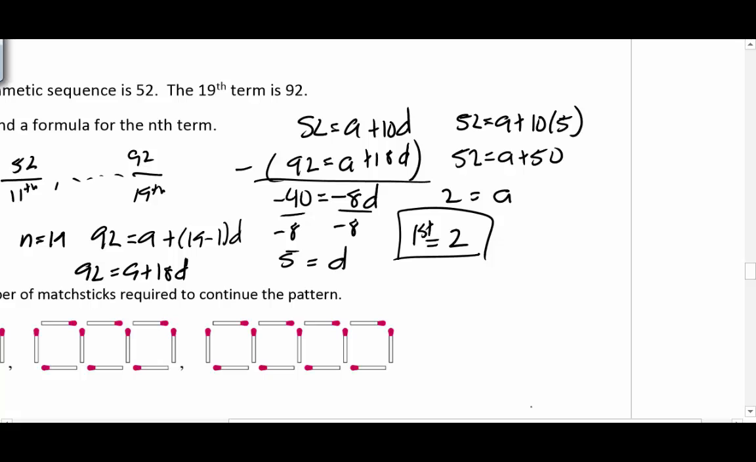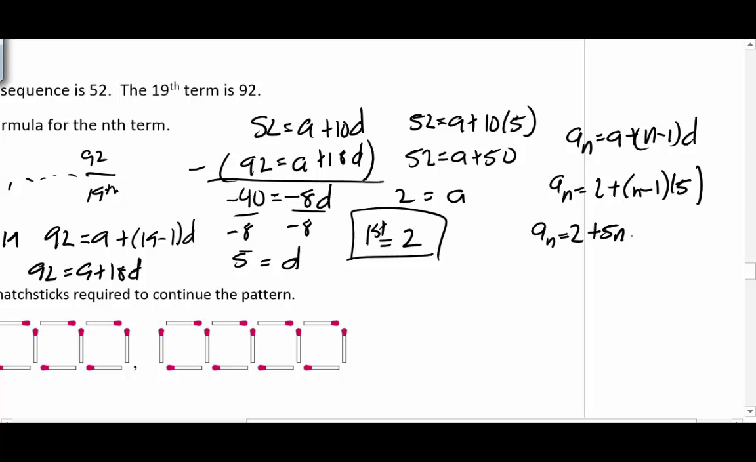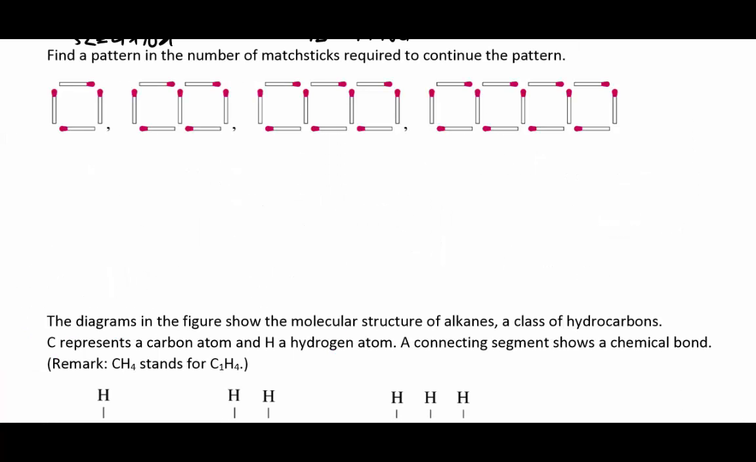And then I can use that nth term formula. So the nth term, a sub n, equals a plus n minus 1 times that common difference. So the nth term would be 2 plus n minus 1 times 5. And then I can distribute and combine like terms. Sorry, a sub n equals 2 plus 5n minus 5. And I see some like terms: 5n minus 3. So there's our nth term formula there.